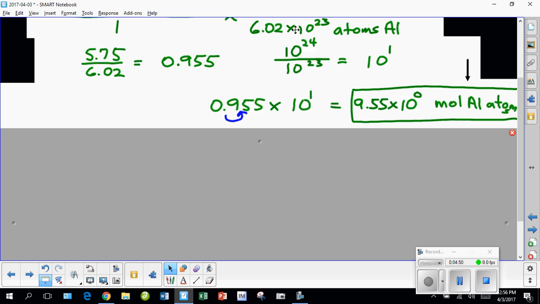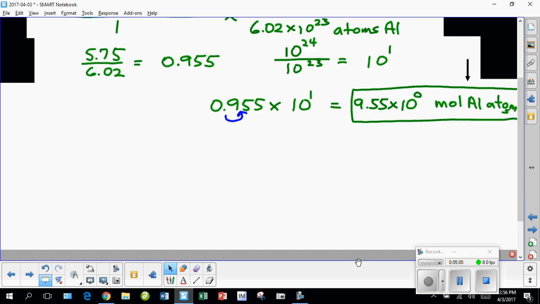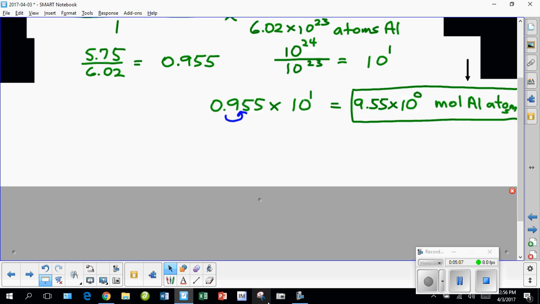What's the value of 10 to the 0? 1. Right. But still, to keep it in scientific notation, we have 9.55 times essentially 1, but we write it as 10 to the 0. And that's how you do the other kind. I hope you find this helpful.